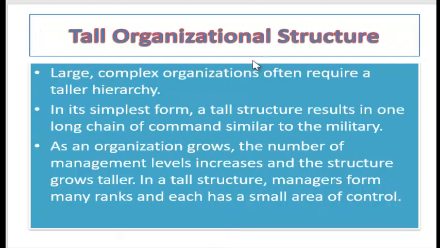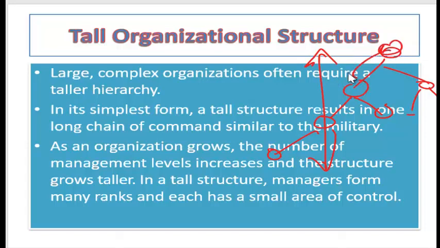So what is that? If we have a tall organization structure, tall actually means hierarchical, where we have a top level, then we move on to the next level. The bigger the organization, the taller this chain of command will be. It's a chain of command from top level to next level to next level. The bigger the company, the taller your structure will be.